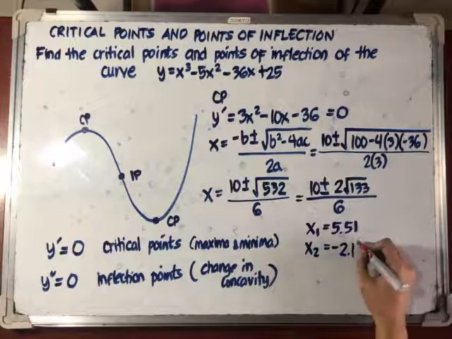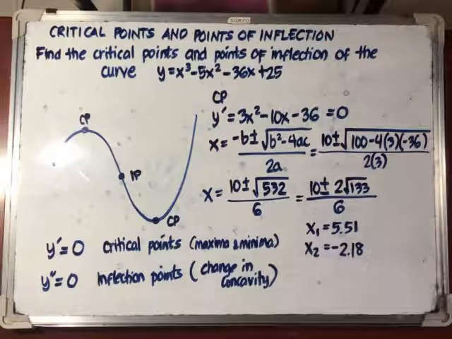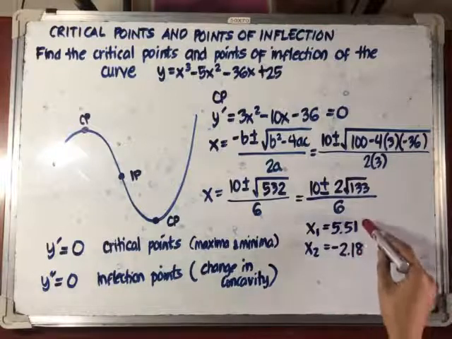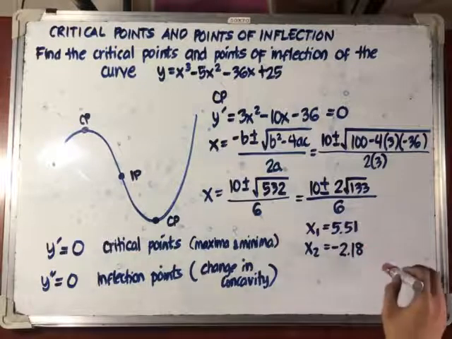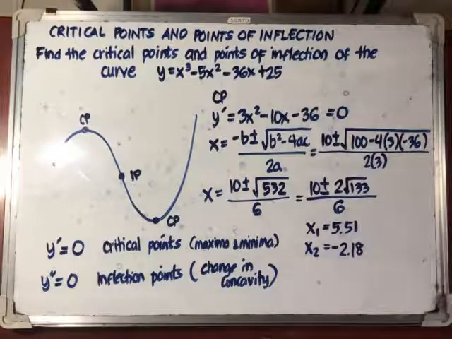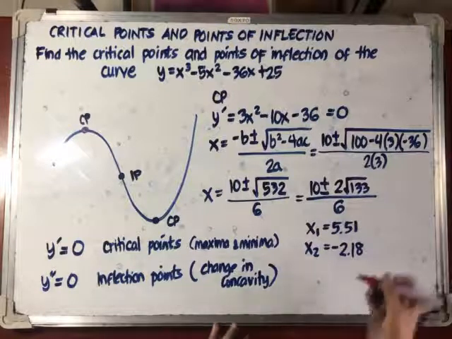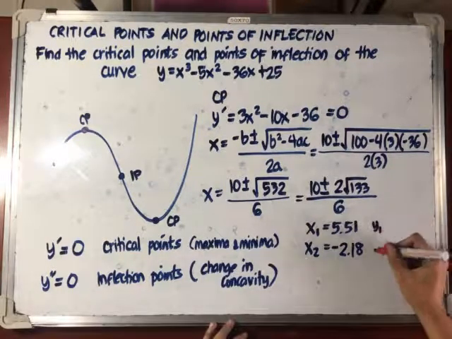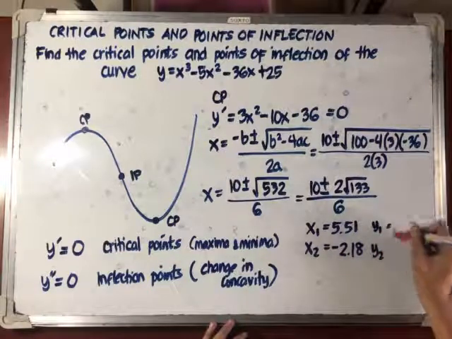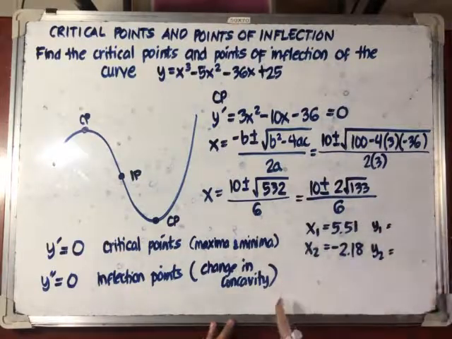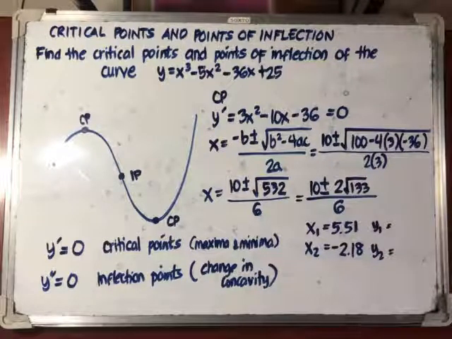So these are actually our x values. Ito yung x coordinates ng ating critical points. But since points yung hinahanap sa atin, ang kailangan natin is meron siyang y coordinate. So we need to get what is y sub 1 and ano naman yung y sub 2.